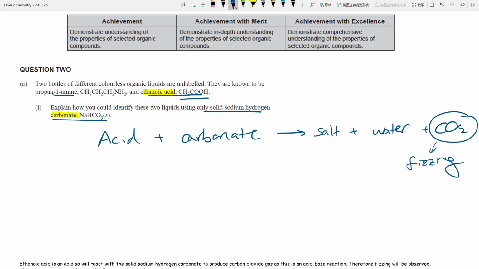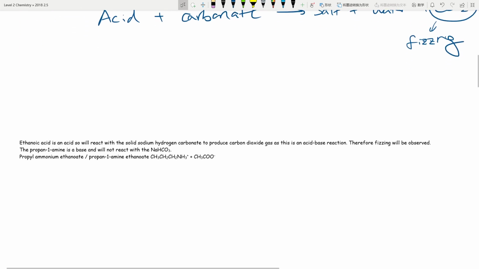So let's have a look at the answers. Let me scroll down. Ethanoic acid is an acid, so it reacts with the carbonate to produce carbon dioxide gas. It's a neutralization reaction, so you see fizzing. And propyl-amine is a base and will not react.